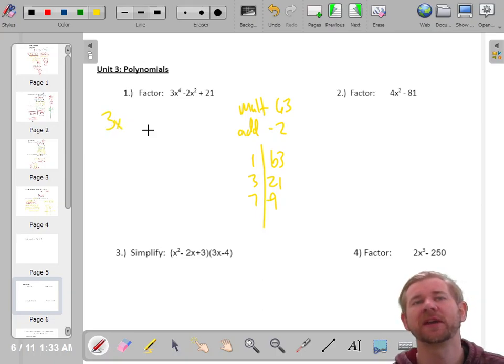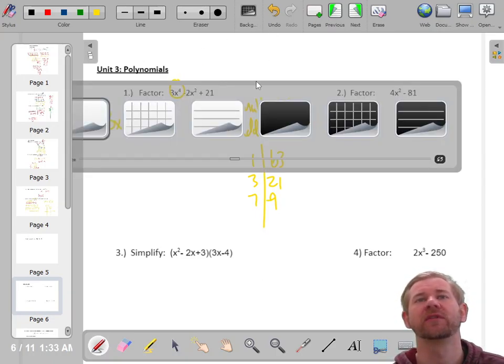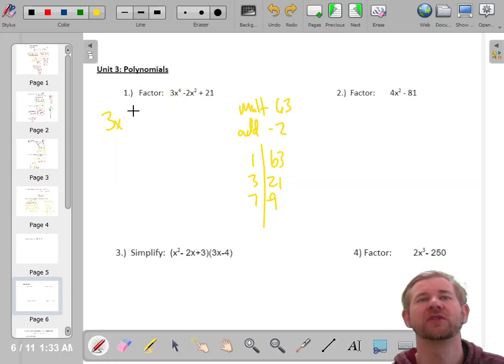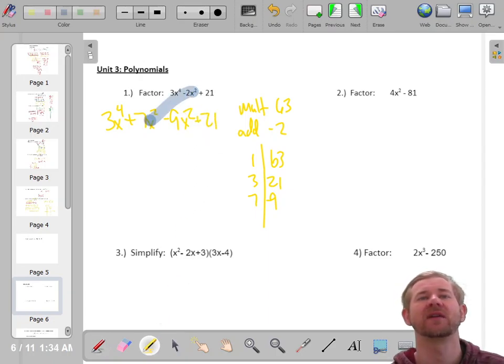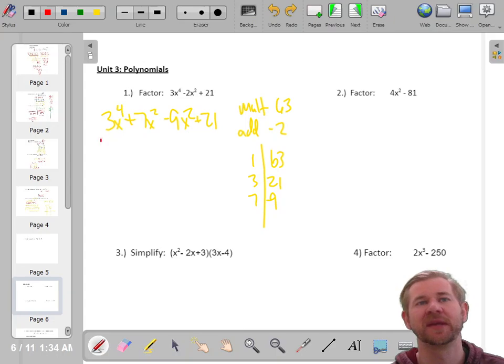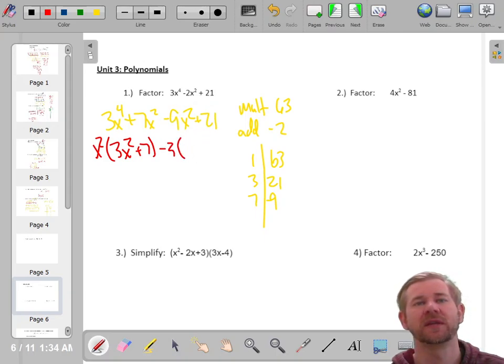So when you split the middle, this is 3x to the 4th. Wrong button. 3x to the 4th, and then I'm going to do plus 7x squared minus 9x squared plus 21. Because this is squared, those have to be squared, and this is to the 4th, so that's still to the 4th. This just means that when you do the grouping, it's a little trickier. The GCF is x squared. And the GCF here, 9 and 21 are both multiples of 3.